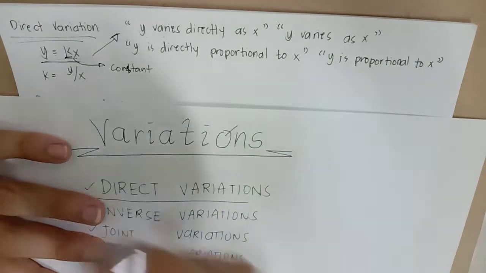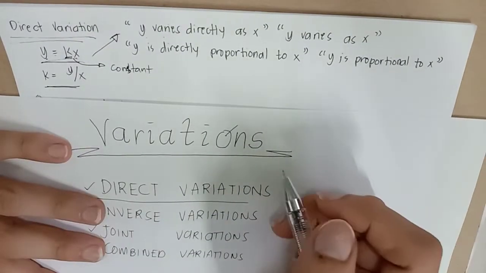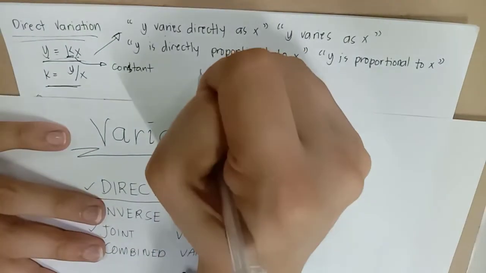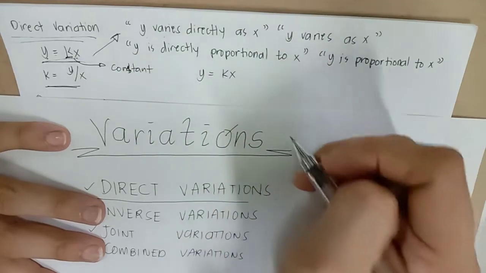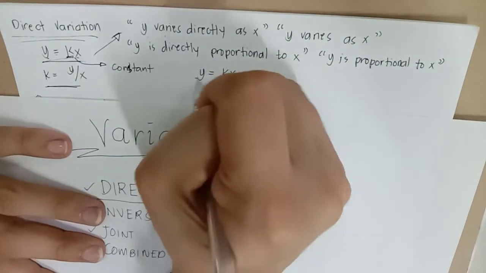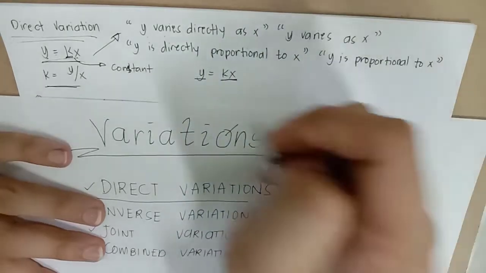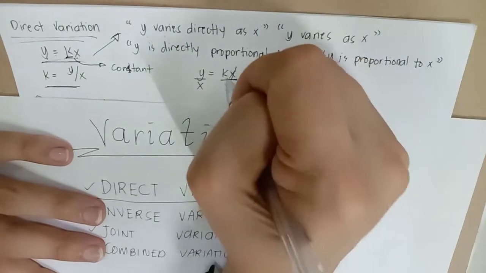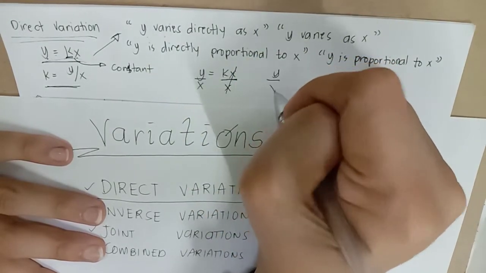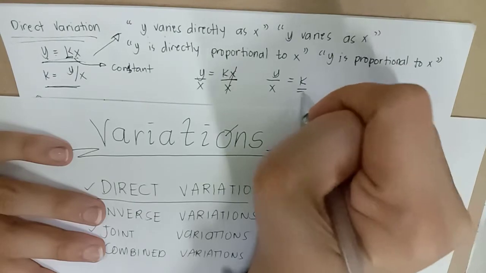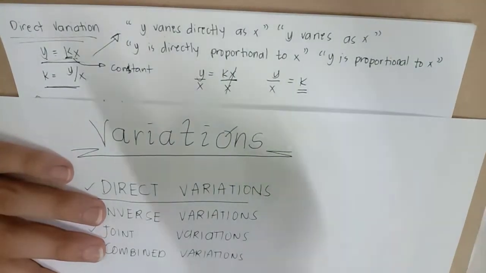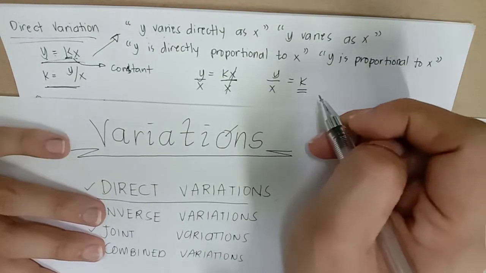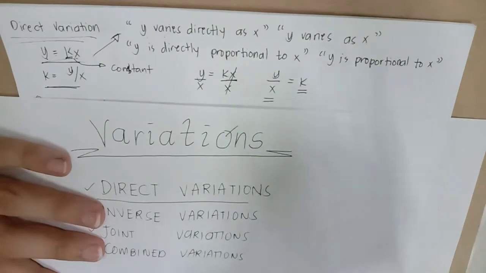And after that, to find the constant in direct variation, all you need to do is use the formula y equals kx. To find the value of k, we need to divide both sides by x, so it cancels and we get the value of k. So y over x equals k. To find the value of k, which is what we always find first in these equations, this is the formula we will use.